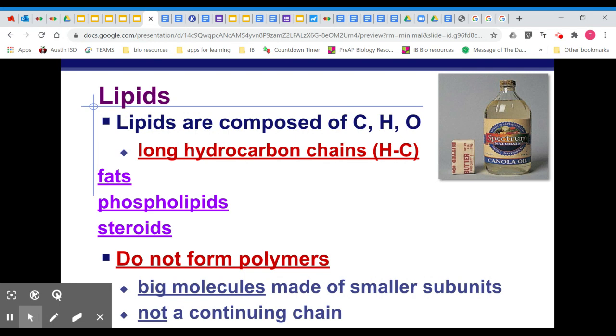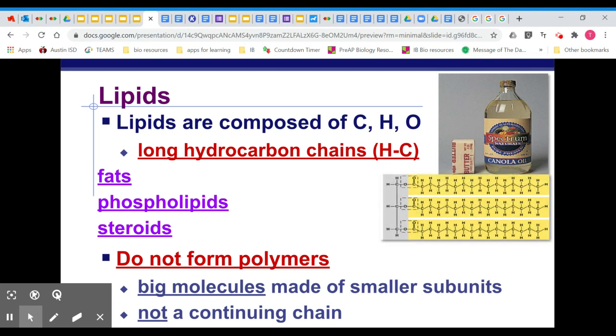So lipids, like carbohydrates, are going to be made up of carbon, hydrogen, oxygen. However, unlike carbohydrates, they're going to be mostly hydrogen and carbon with just a little bit of oxygen in there. So again, if you remember, carbohydrates are going to have that 1 to 2 to 1 ratio of carbon, hydrogen, oxygen. Lipids are going to have lots and lots of hydrocarbons.